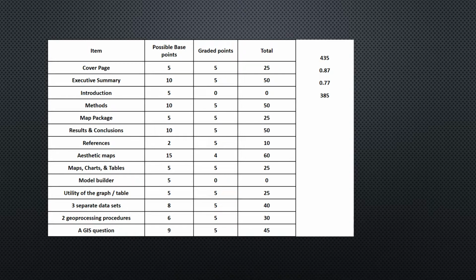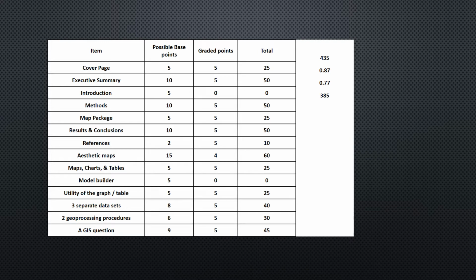Now I want to go back. The introduction is a required element. Model builder is a required element. While these are not catastrophic things, they are important and they were required. And so at a minimum, for missing two relatively simple things like that, I dropped it a letter grade right off the bat. And so I went from an 87 to a 77. I went from 435 points down to 385.